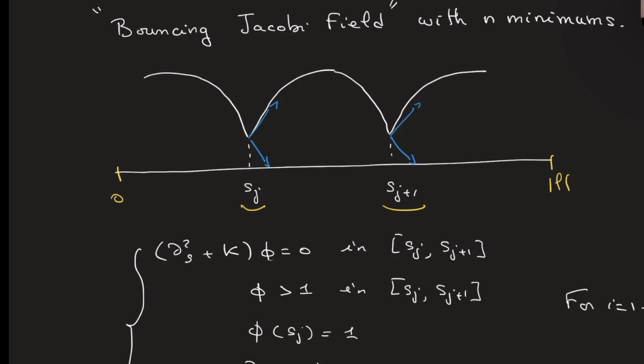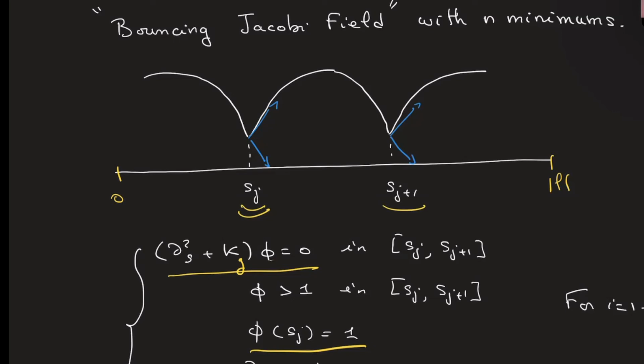And in between 2 points, you have a solution of the Jacobi equation. And this solution has the property that it is equal to 1 at each of the points Sj, Sj plus 1, and so on. And moreover, what you want is that this solution satisfies all these equalities here, namely that at each of these Sj, the left derivative and the right derivative have exactly opposite signs. Okay, so this is exactly like on the picture.